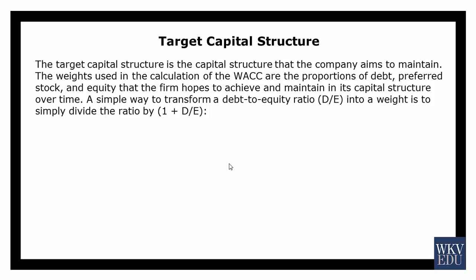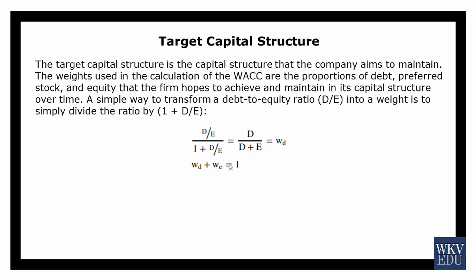The target capital structure is the capital structure that the company aims to maintain. The weights used in the calculation of WACC are the proportions of debt, preference shares, and equity shares that the firm hopes to achieve and maintain over time. A simple transformation of debt equity ratio into weight of debt is simply using the following formula.